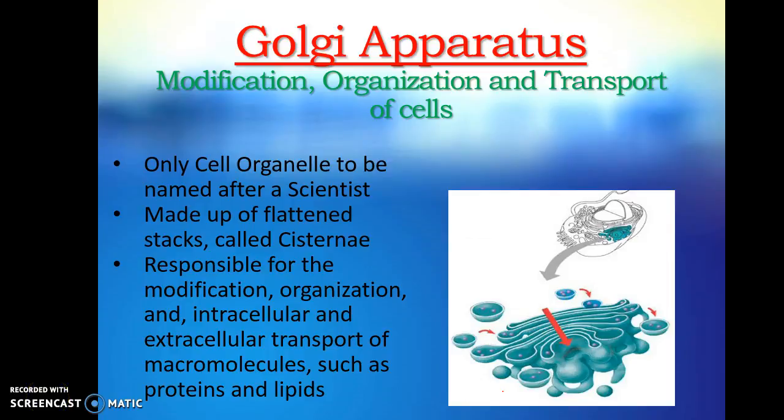The Golgi apparatus. It is present in many eukaryotic cells. It is made up of membrane-bound sacs, also known as the Golgi body or Golgi complex. It is the only cell organelle to be named after a scientist, Camillo Golgi. It is responsible for the modification, organization, and intracellular and extracellular transportation of macromolecules such as proteins and lipids.